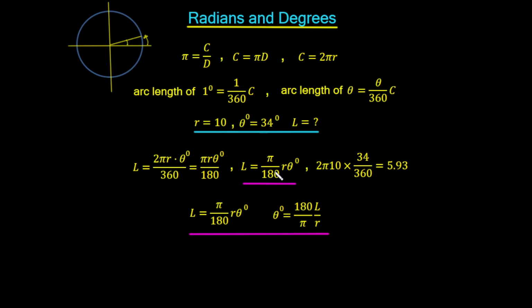Now we can work it out the other way. Rather than having the angle theta and looking for the arc length L, we can have the arc length L and find the value of theta. So again, theta would equal L upon r. All we're doing is transposing this equation, L equals r theta, to theta equals L upon r. But again, we've got this scaling factor, and this time it is 180 upon pi as opposed to pi upon 180.